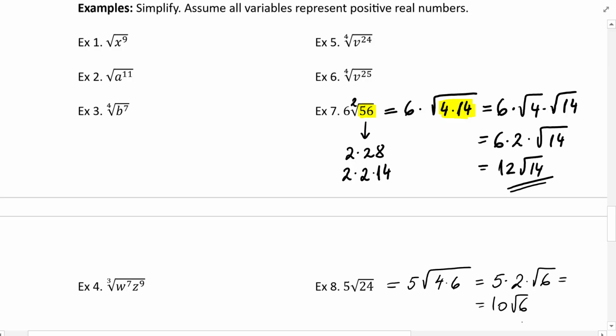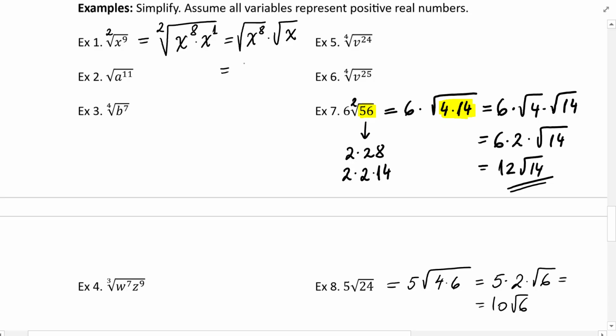So now how do we deal with letters? Let's take a look at example 1. Well, the index here, it's 2, right? So we have square root of, and I'm going to write x to the 9 as x to the 8 times x to the first. So by doing that, I'm not changing the problem, right? I have 8 plus 1, like properties of exponents, is 9. But the reason why I chose 8 is because, having index 2, I can separate it into square root of x to the 8 times square root of x.